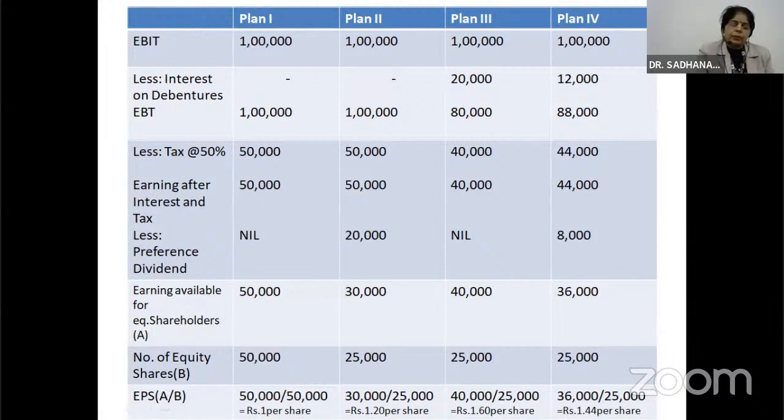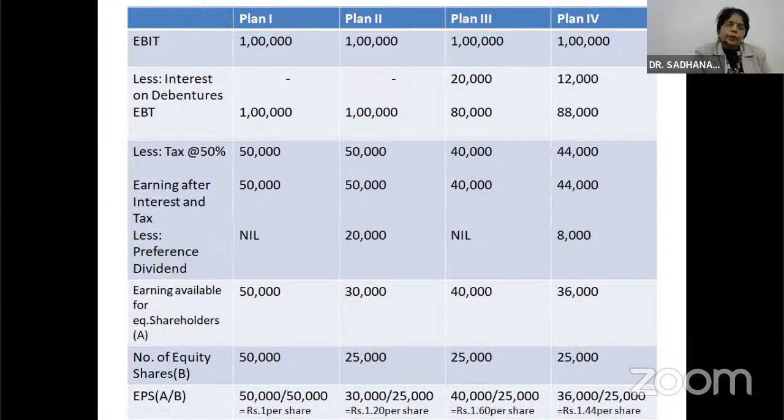For calculating earning per share, we have two things required. First is the earning available for equity shares, and second is the number of equity shares. Both are available here. Then we can easily calculate the earning per share. In plan one, earning per share is 50,000 divided by 50,000. It comes to rupees 1 per share.